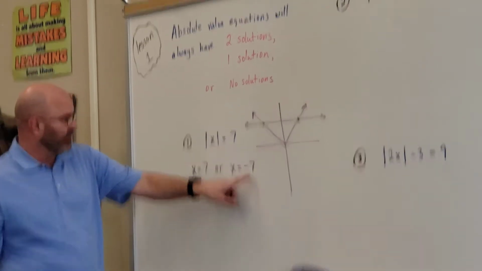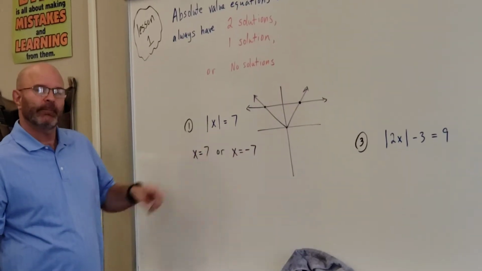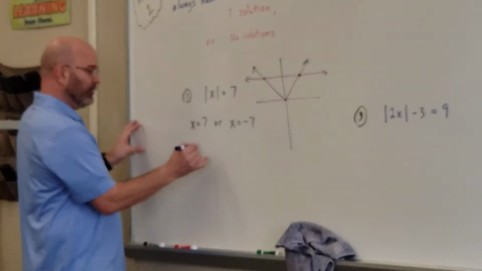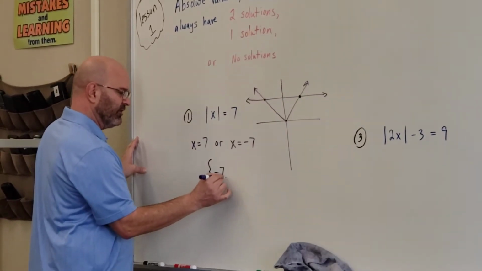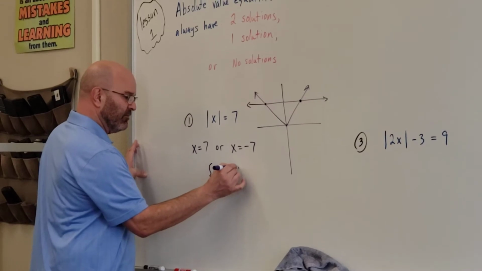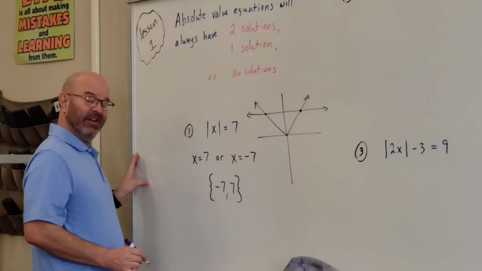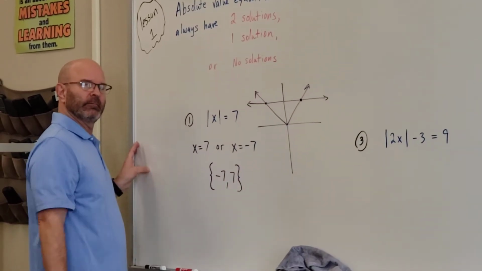It's very easy to check these answers by plugging them in. And since there are 2 solutions, I'm going to use squiggly brackets, and I'm going to write -7, comma, +7 to make sure the teacher knows that I know that there's 2 solutions.